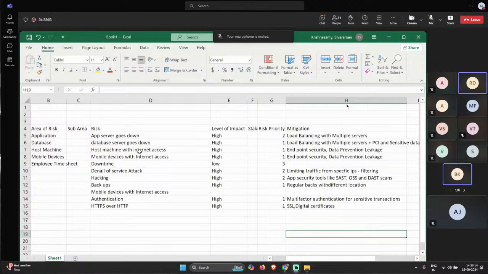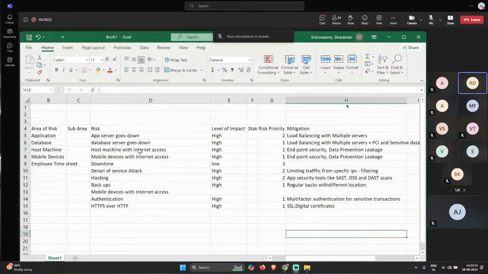Okay, so app server goes down, priority is 2. Database goes down, priority... Is 2 more, or 3 more, or 1 more? Which one is high? One is high. Okay, so the scale decreases. Priority 1 is a huge risk.